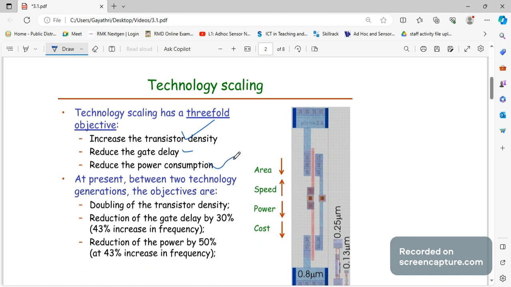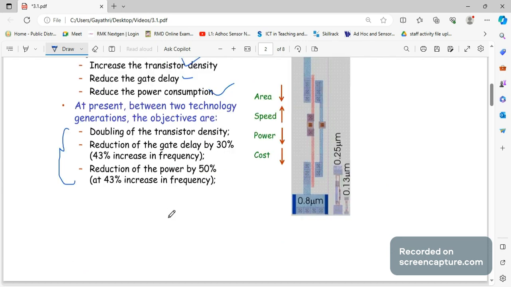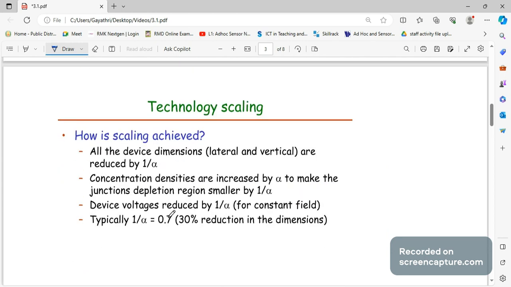So basically nowadays we are having two categories of technology generations. The first one is doubling of the transistor density. The next one is the gate delay is reduced by 30 percent, and the power is reduced by 50 percent. How can this scaling be achieved?